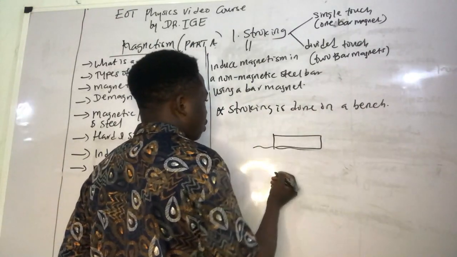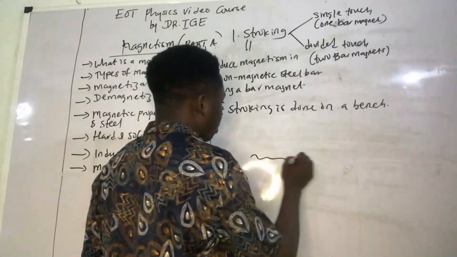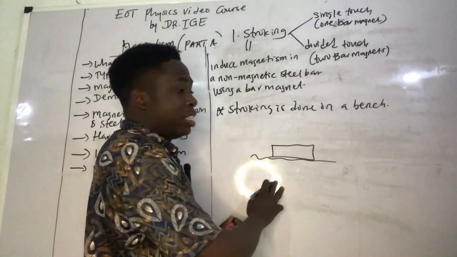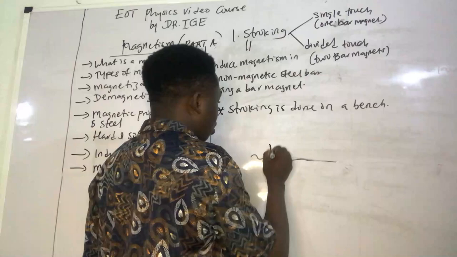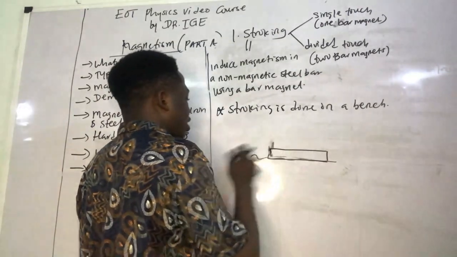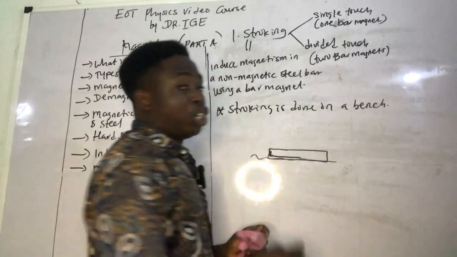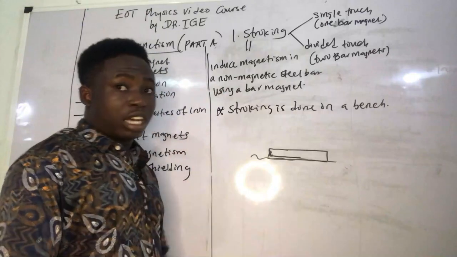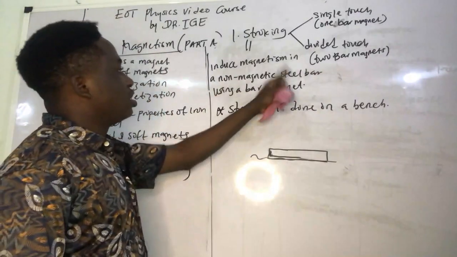This is the steel bar. Let me start drawing from this place. Now that's the bench. This is the steel bar that you want to magnetize. Okay, let's make it a little bit longer. This is the steel bar that I want to magnetize. Then remember, what's the concept behind this stroking? We just try to induce magnetism from an already magnetized bar magnet to a non-magnetic steel bar.